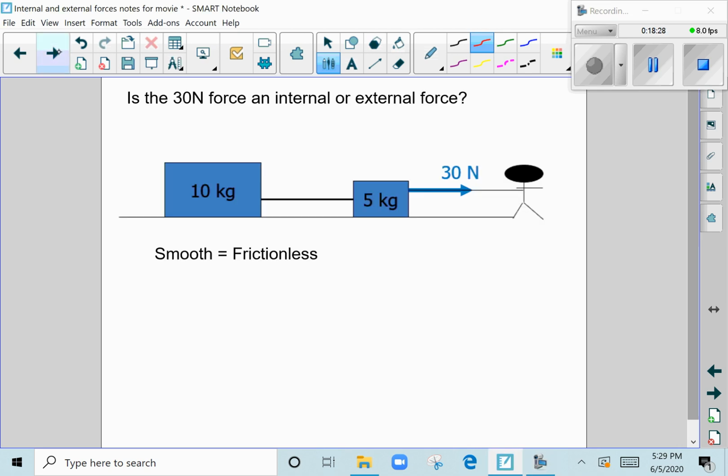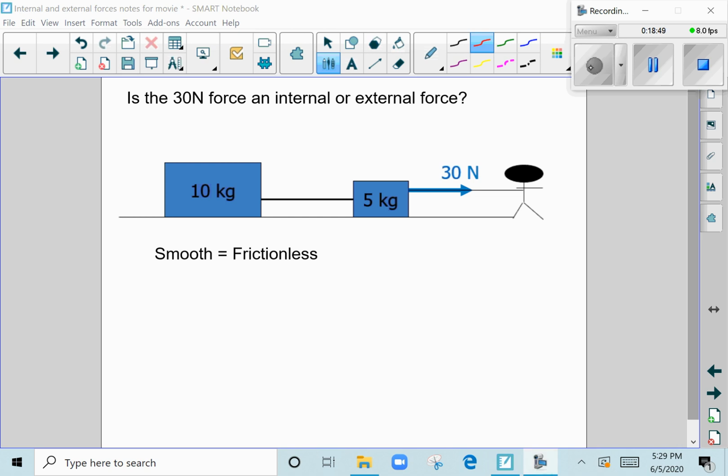So let's take a look at this scenario where I have a person who is pulling a 5 kilogram block, which is attached to a 10 kilogram block by way of a string. The blocks are on a smooth surface. The person is exerting 30 newtons of force. And my question right now is: is this 30 newton force an internal or external force?